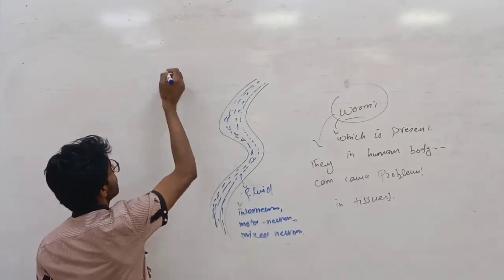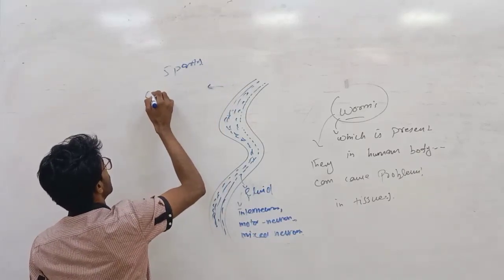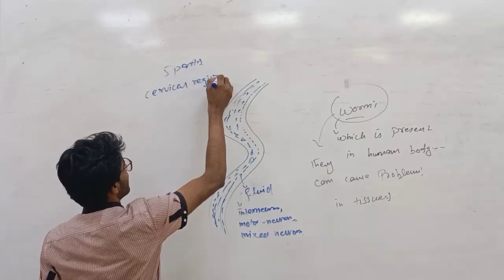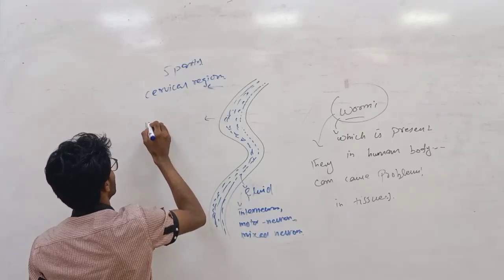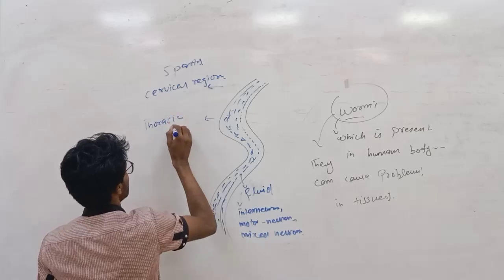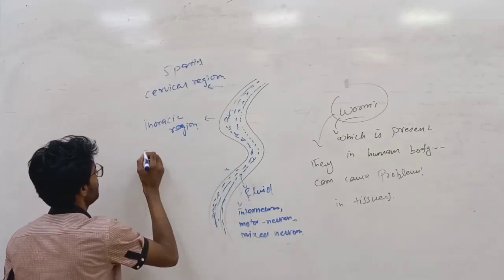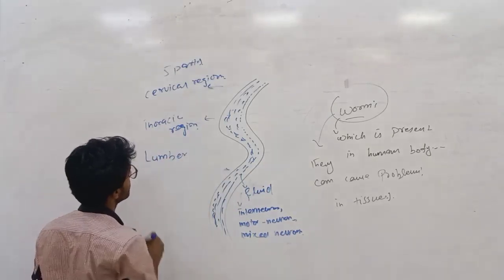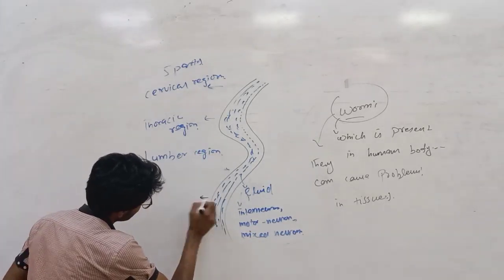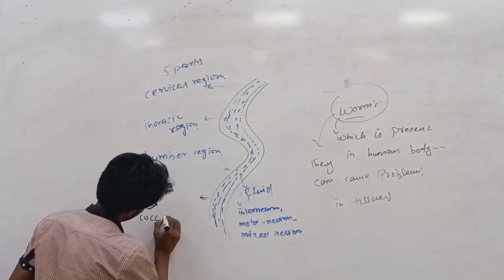The vertebral column has 5 parts. One part is the cervical region. We say that it is the cervical curve. The second part is the thorax, or we say the thoracic region or thoracic curve. And the third one is known as the lumbar region. The fourth is known as the sacrum and coccyx.